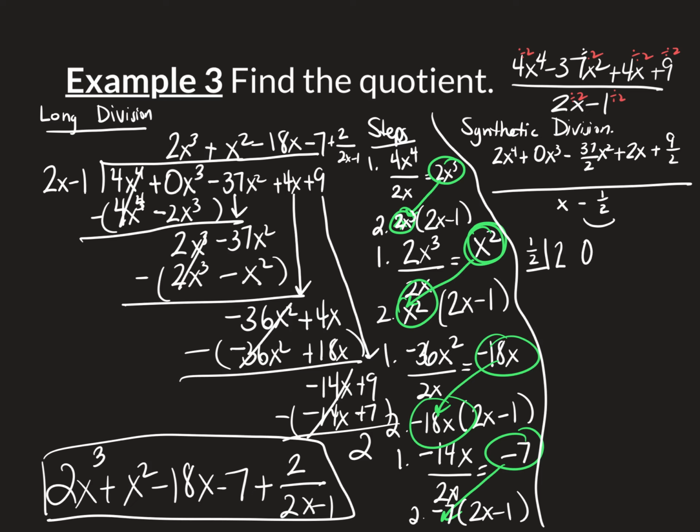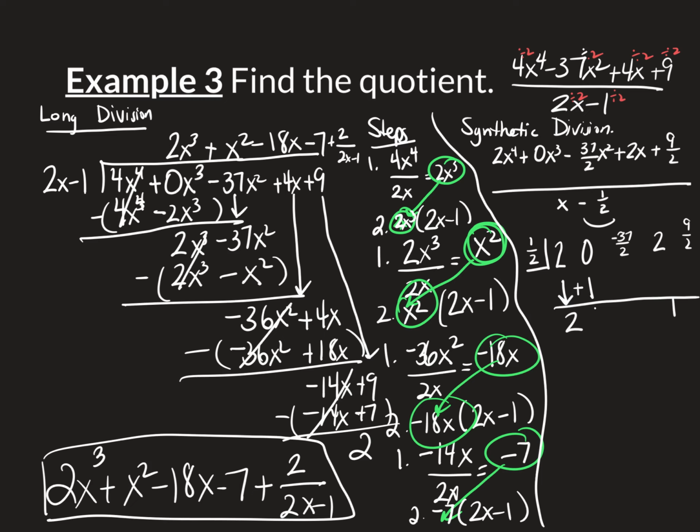2, 0, -37 over 2, 2, and 9 over 2. And now I'm going to leave a space, put a vertical bar, bring down this first one. I'm not going to do all that circling. Bring down the first one, so I've got 2. Then I multiply 2 times 1/2 and put that answer here. 2 times 1/2 is 1, so I'm going to put 1 here.